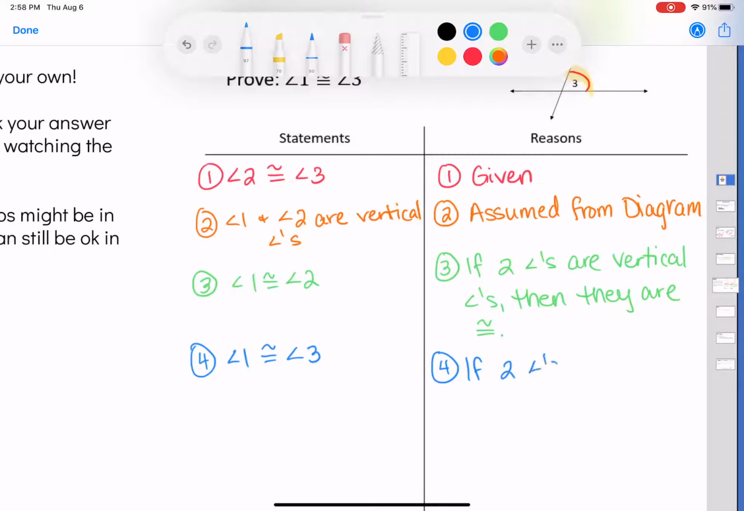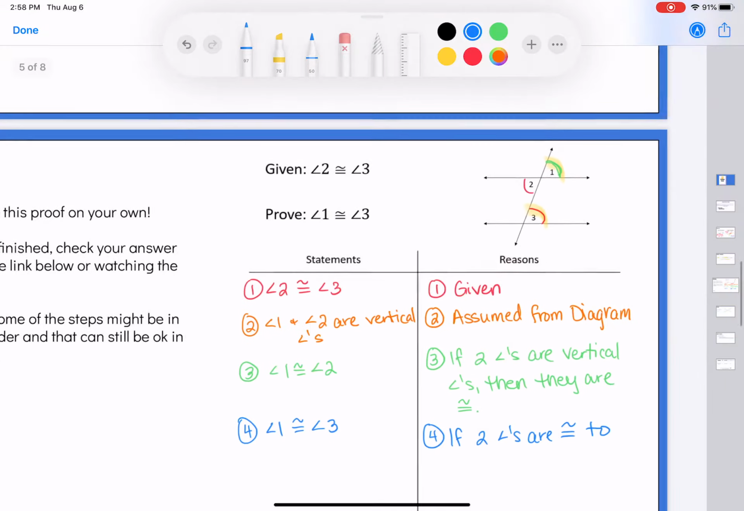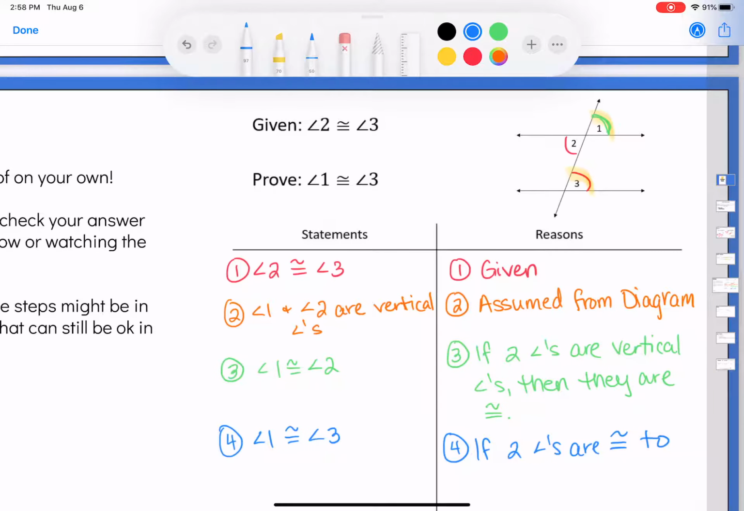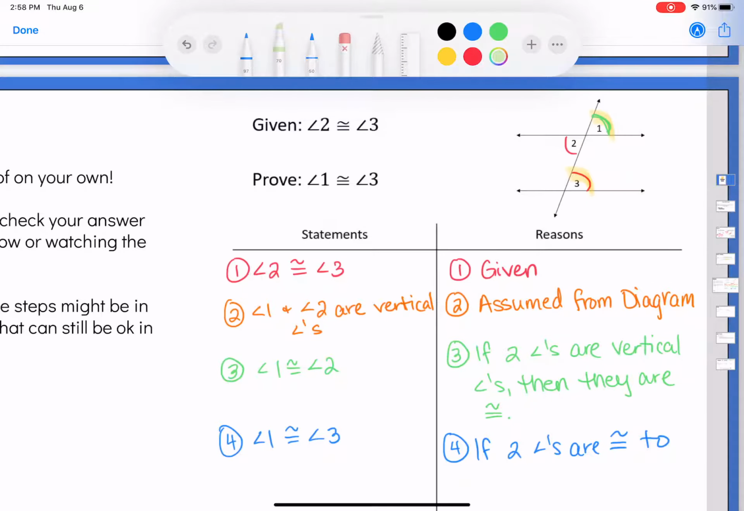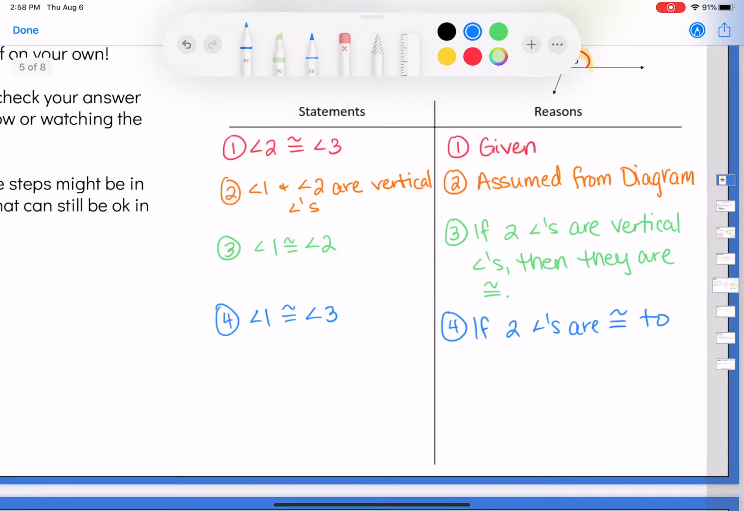If two angles are congruent to the same angle... 2 is congruent to 3, 1 is congruent to 2. Maybe if I rephrase that a little bit, 3 is congruent to 2, 1 is congruent to 2. They are both congruent to the same angle. There's only 3 angles up there in that picture that I'm talking about. So if 2 angles are congruent to the same angle, then they are congruent.